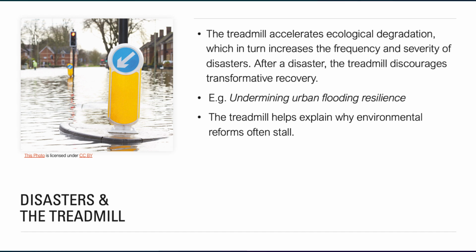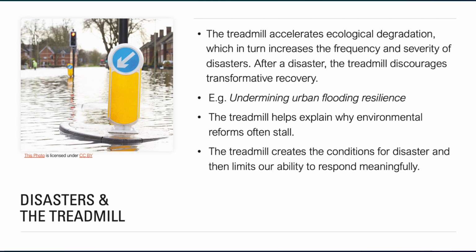So, what does this mean for disaster studies? It means we need to look beyond individual behaviors or technical fixes. Disasters are not just the result of poor planning or bad luck. They're symptoms of a deeper systemic problem. The treadmill of production creates the conditions for disaster and then limits our ability to respond meaningfully.